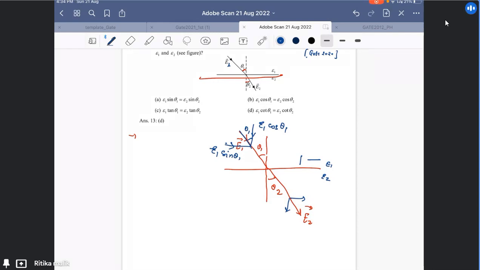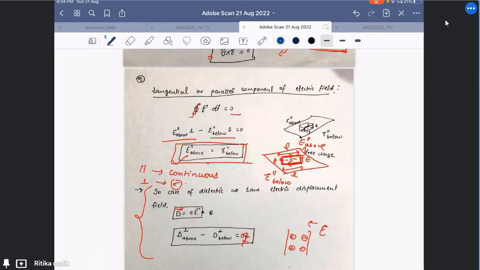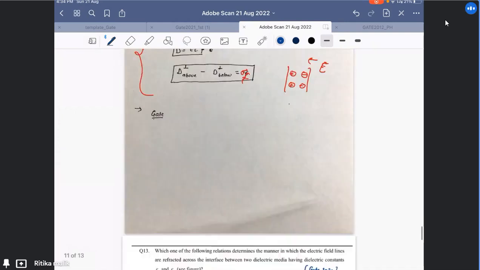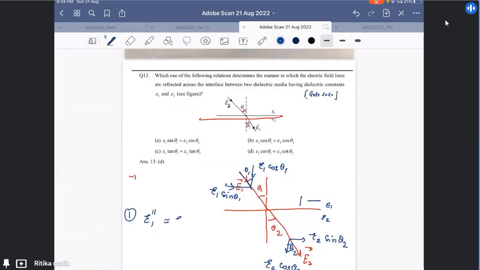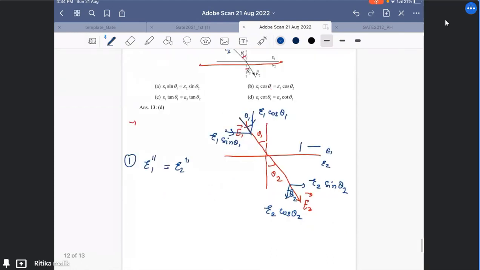Here the angle is theta 2, so we have E2 cos theta 2 and E2 sin theta 2. This is the parallel component. Our first boundary condition is that the E parallel component is going to be continuous: E1 parallel equals E2 parallel. So E1 sin theta 1 is equal to E2 sin theta 2. This is our first equation.